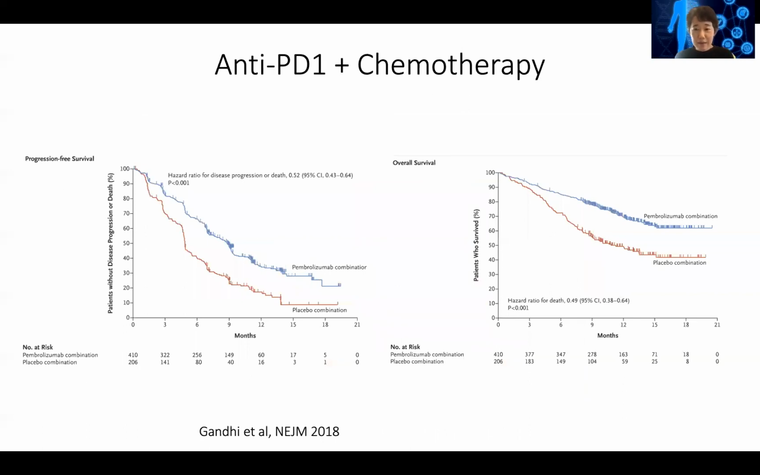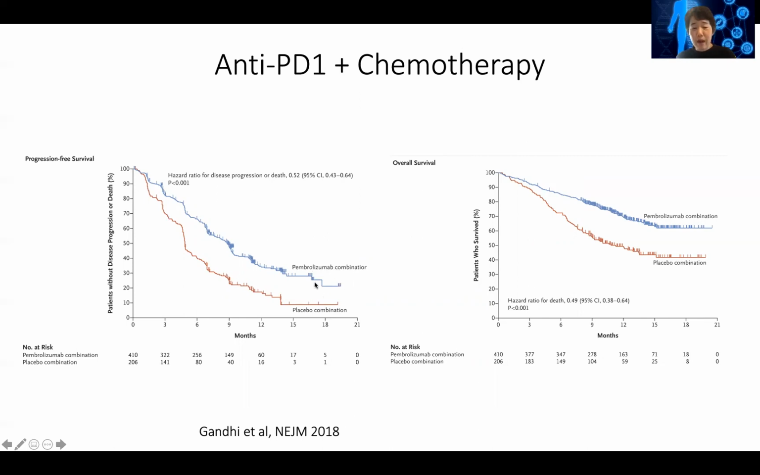This is another example of anti-PD-1 combination with chemotherapy. In the red, it's just chemotherapy alone in non-small cell lung cancer. This is the progression-free survival. On the right side is the overall survival. So you can see when you only use chemotherapy, this is the survival curve. But if you combine anti-PD-1 with chemotherapy, the response is much, much better.